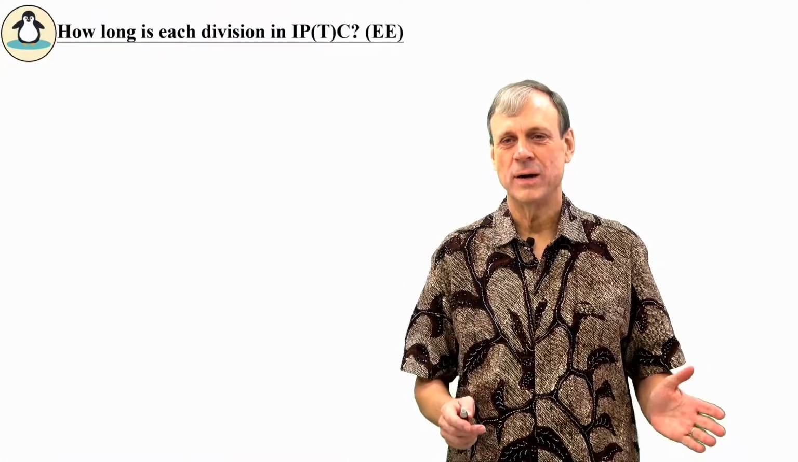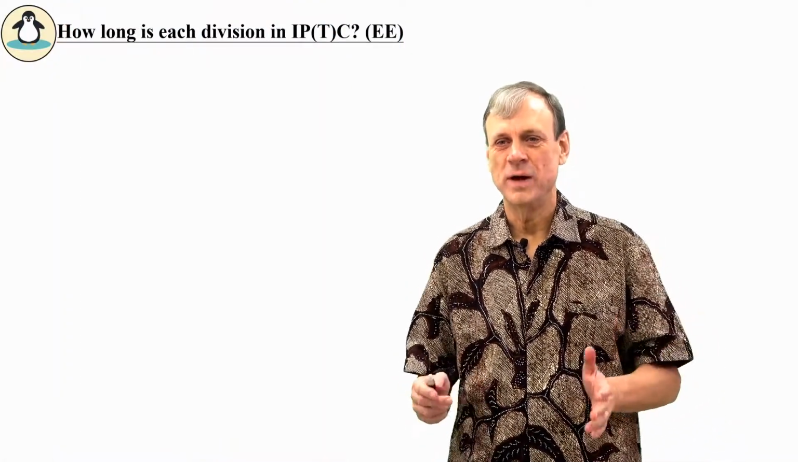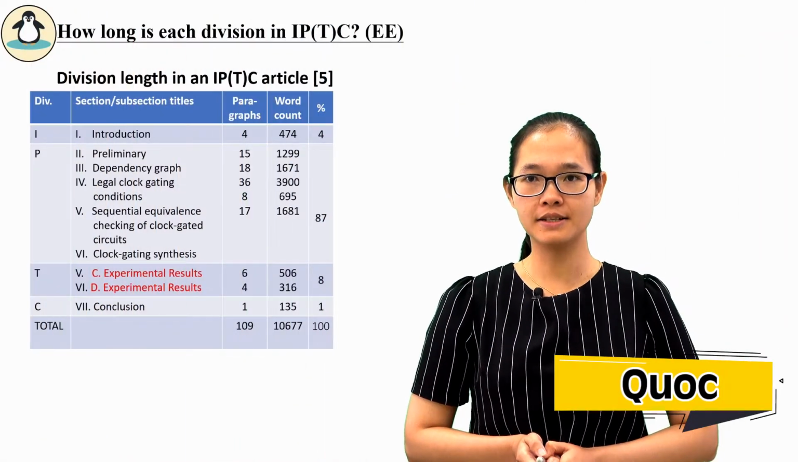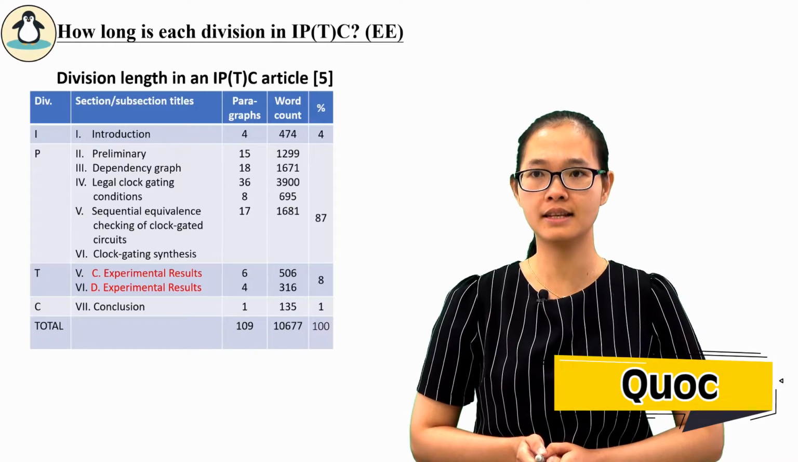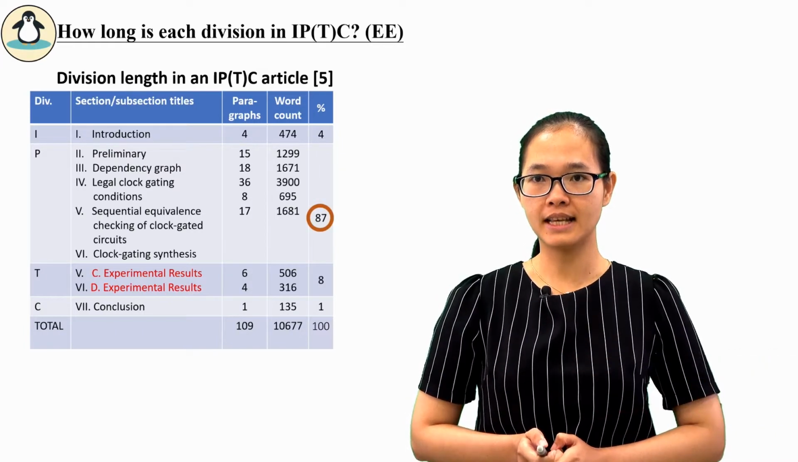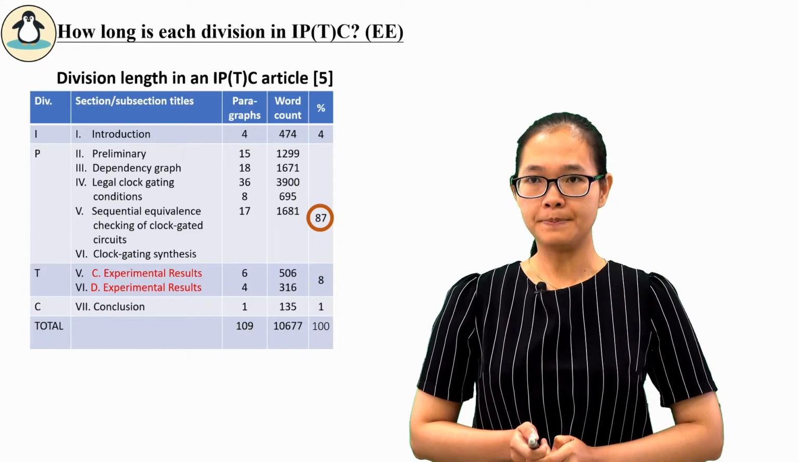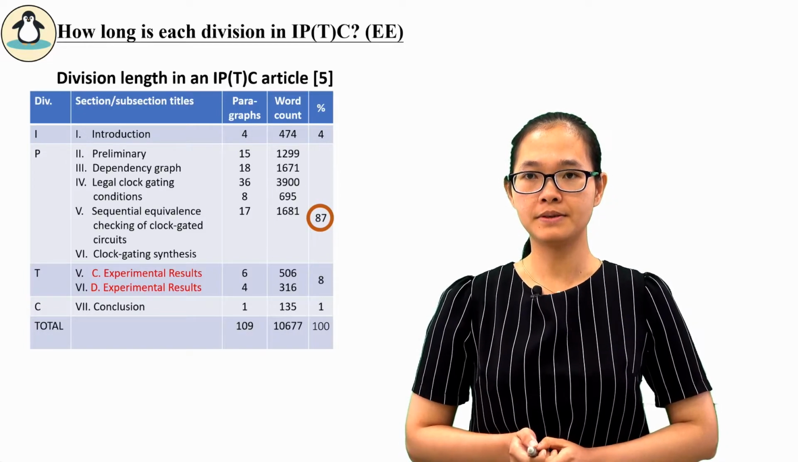So let's again look at our penguin article, the article that doesn't quite fit the expected pattern. For this, we highlight the subsection related to testing. Only 8% is related to testing, while 87% is related to their process.